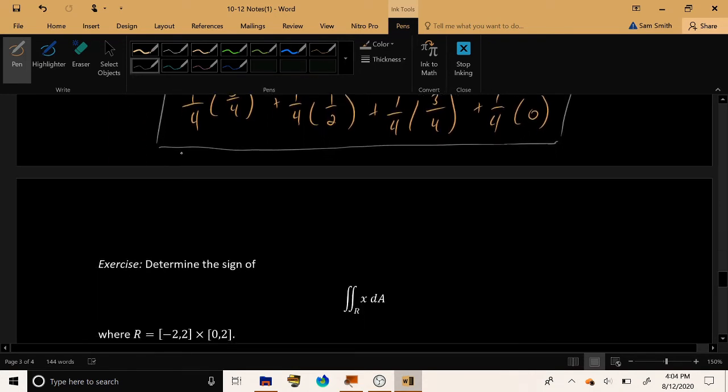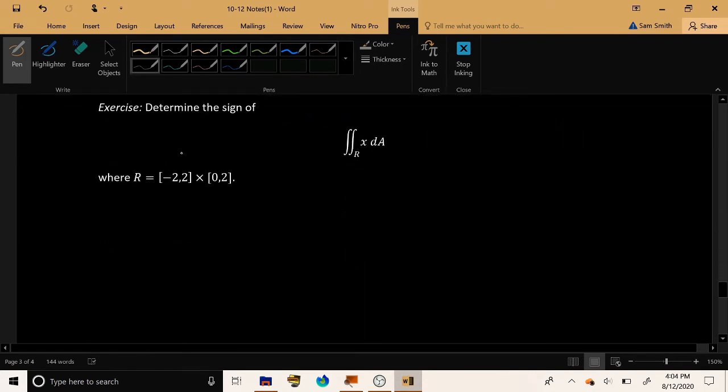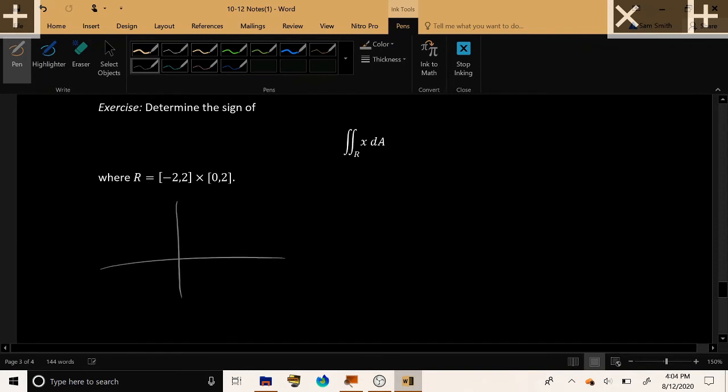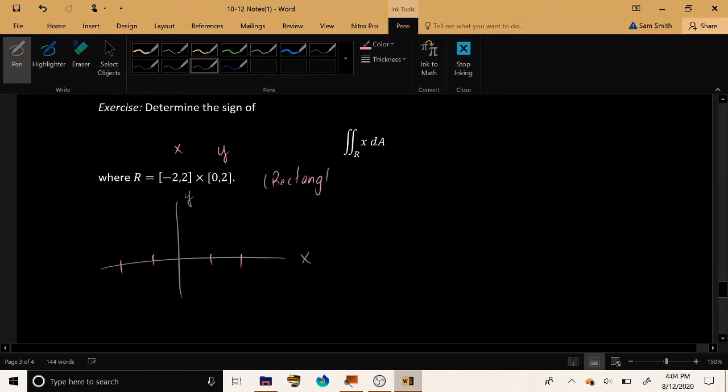Alright, now for one more example, let's try and determine the sign of the double integral over the region R, where R is -2 to 2 cross 0 to 2. And we're integrating the function x. Now let's just establish what this region R looks like in the xy plane. This is saying to me that this is a rectangle where the x's go from -2 to 2 and the y's go from 0 to 2. So this is a rectangle, this notation. And let's go ahead and fill that in.